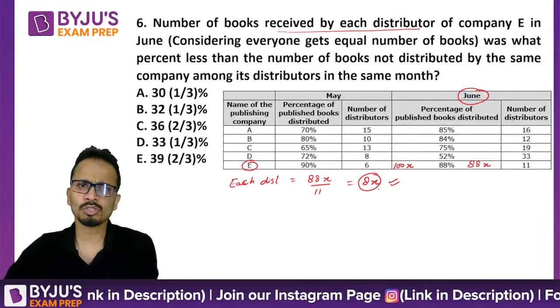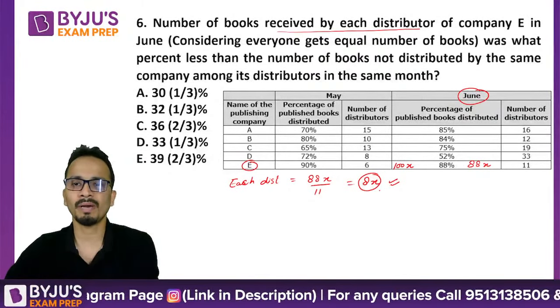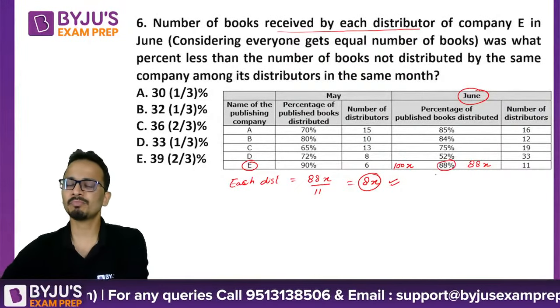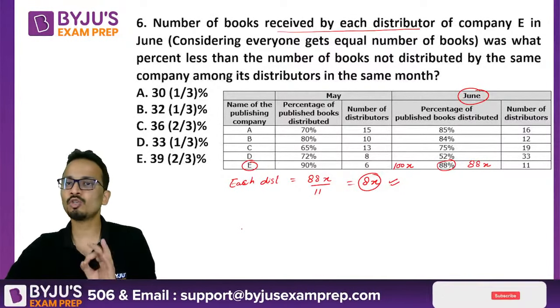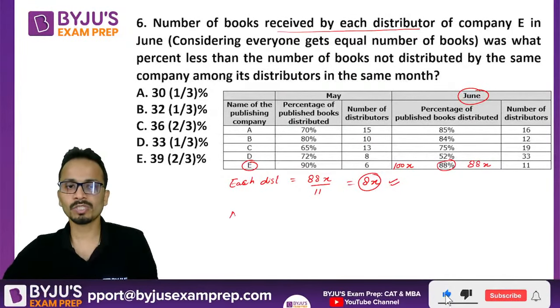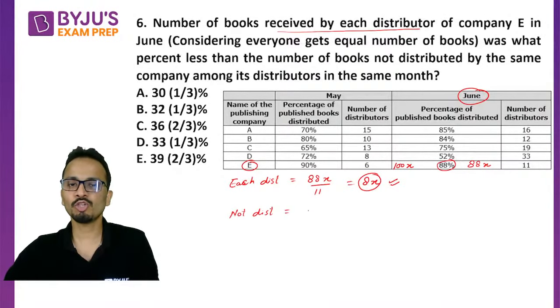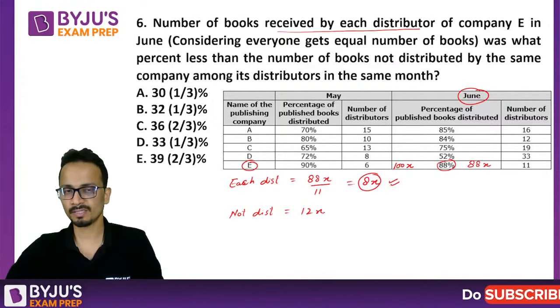This value was what percentage less than the number of books not distributed by the same company. Now percentage of books distributed is 88 percent. So percentage of books not distributed will be 12%. So books which are not distributed will be equal to 12% of 100x, that is 12x. Fine.